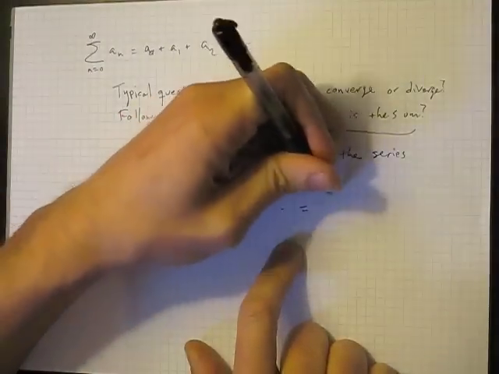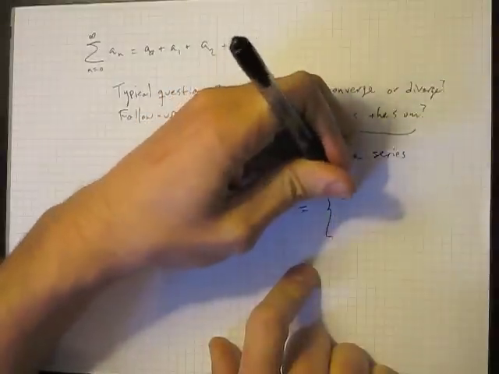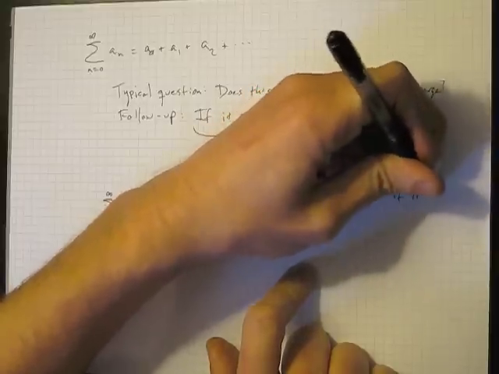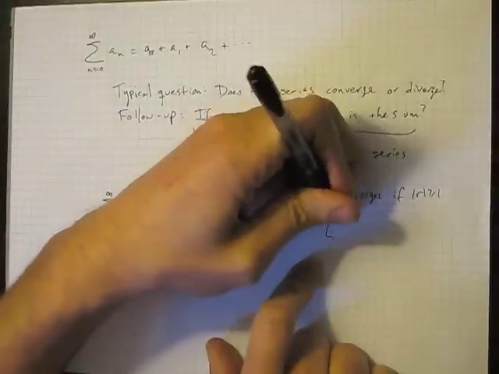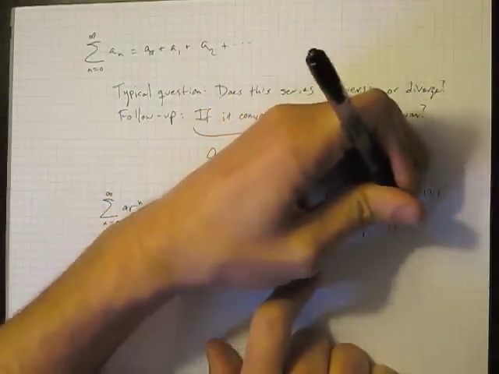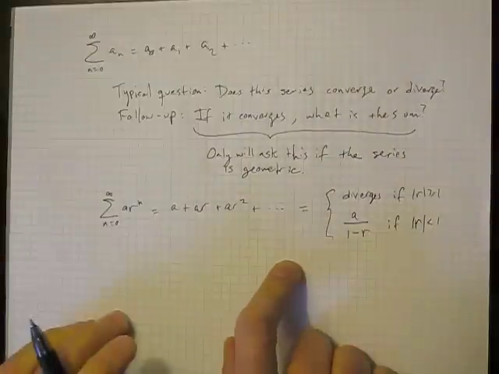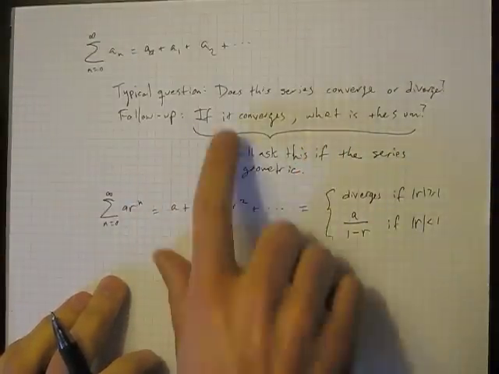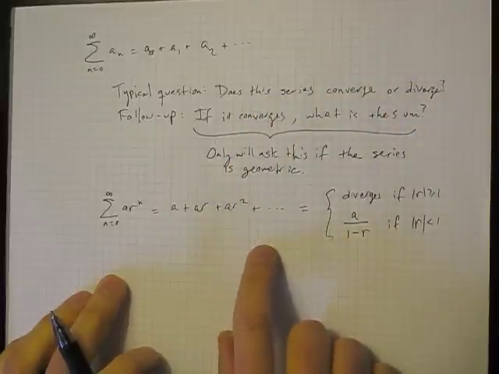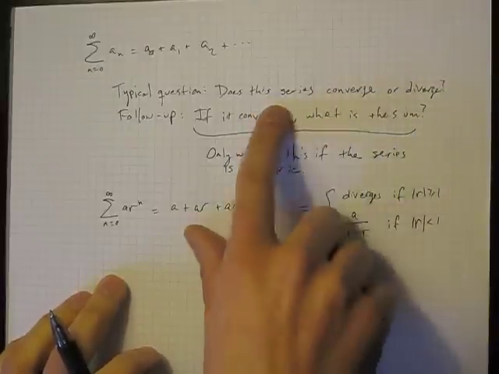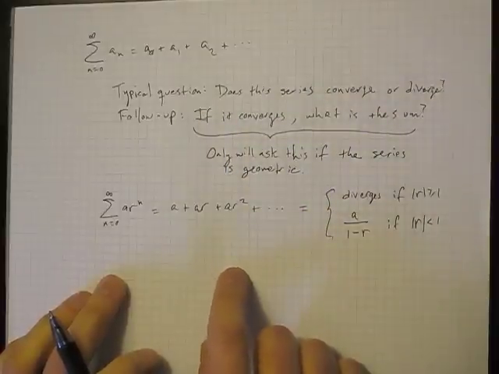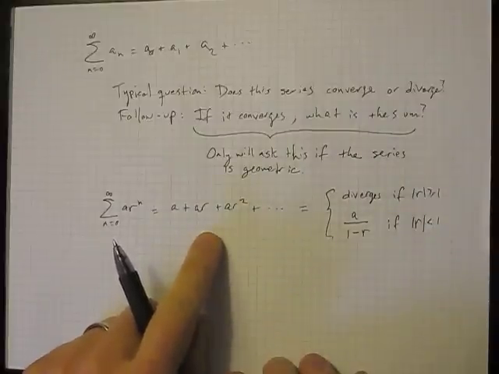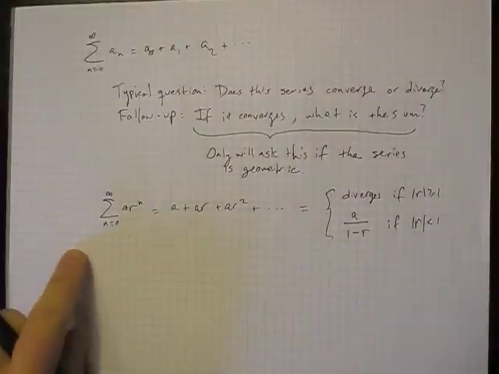Okay, so this diverges if the absolute value of r is bigger than or equal to 1, and it converges to a over 1 minus r if the absolute value of r is less than 1. This is the only situation in which we know how to answer the follow-up question. Typically I'm just going to ask you whether a series converges or diverges. So when we look at the series, we have to ask ourselves, is it geometric? Well, we have a technique for determining whether it converges if it's geometric, and this is the technique here.